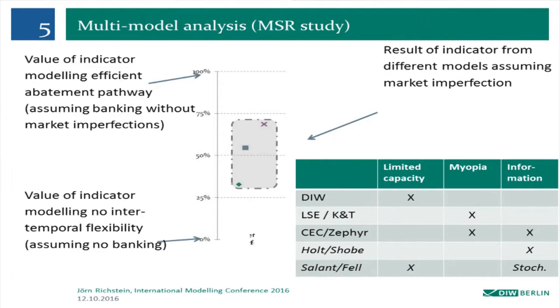Let's say an indicator for the intertemporal flexibility from 0, assuming no banking, all the way to perfect banking behavior by all actors. And the good thing was that all these models had different market failures that they took into account. The DRW model that you saw earlier in the graph showed limited capacity of banking behavior. Then we had myopic behavior in the model from the LSE and from Raphael Trantillon from CEC. And we had models that took the complexity and information limitation of actors into account.